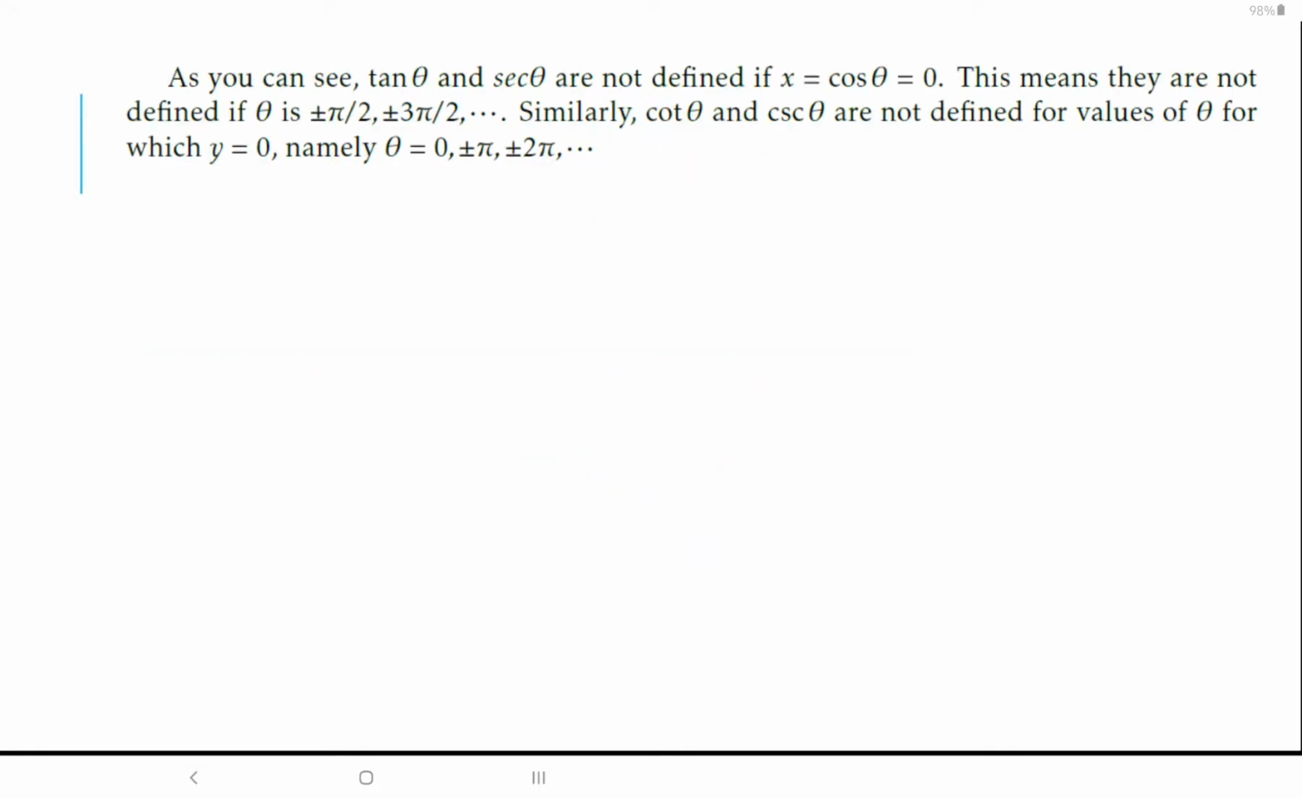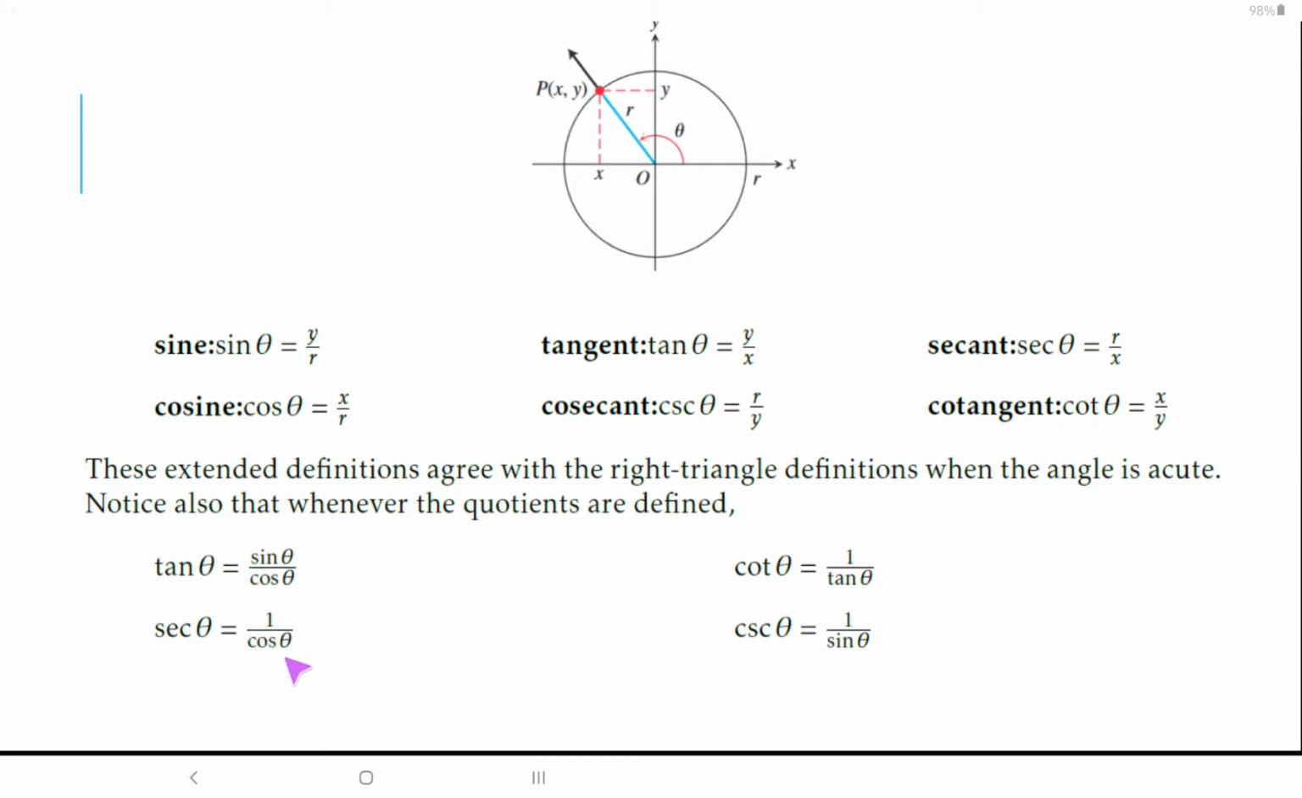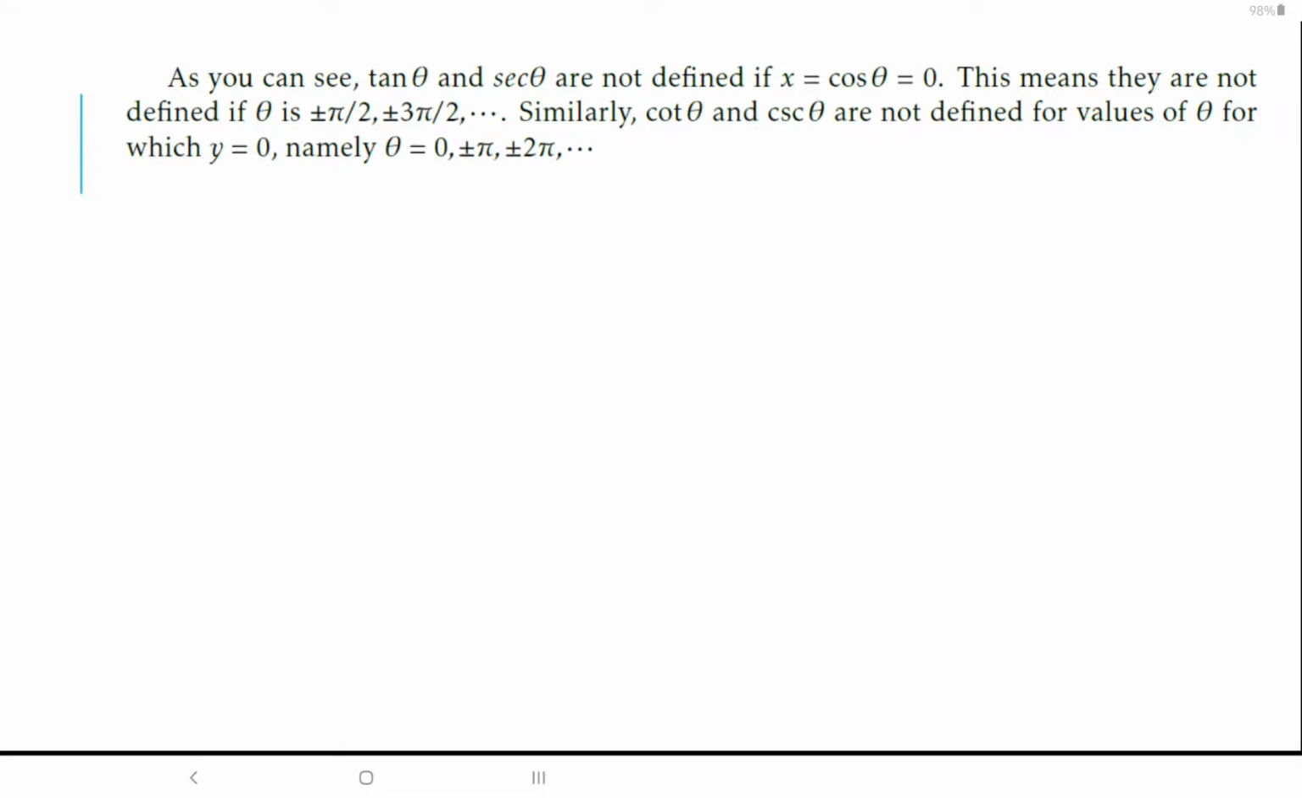Okay, so take note down na tan theta and secant theta are not defined whenever x equal to cos theta is equal to 0. Kasi nga nagdi-divide tayo ng cosine theta dito. So si tan at si secant hindi siya mag-exist at points where cosine theta is equal to 0. Kailan ba magsi-0 si cosine theta natin? Sa multiples of pi over 2. So whenever theta is equal to a multiple of pi over 2, hindi mag-exist yung function value ni tangent at saka ni secant.